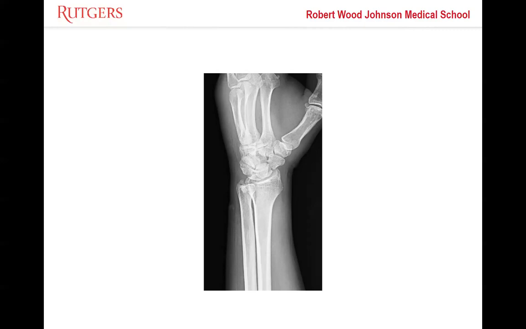We got what looks like a scaphoid fracture. We have something going on in the dorsal aspect of the distal radius, and then something over at the level of the ulnar styloid. So the question is do we want to put them in a cast? Do we want to get additional imaging, or do we want to take them to the OR?